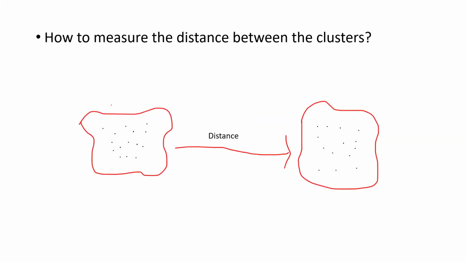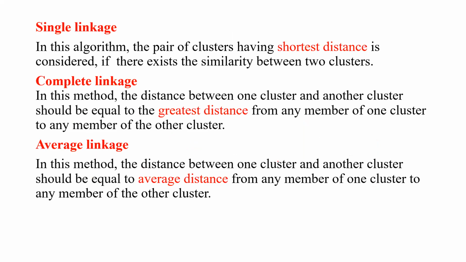See, this is my one cluster and this is the another cluster, and this is my distance. How to calculate the distance? The distance between the two clusters can be measured with the help of the Euclidean distance, Manhattan distance, or Minkowski distance. I can use any of these distance measures to calculate the distance between the two clusters. Here, we have three different types of techniques: the single linkage, the complete linkage, and the average linkage. What is meant by the single linkage? Between a pair of clusters, whatever the shortest distance is, that shortest distance will be considered between the two clusters. That is called the single linkage process.